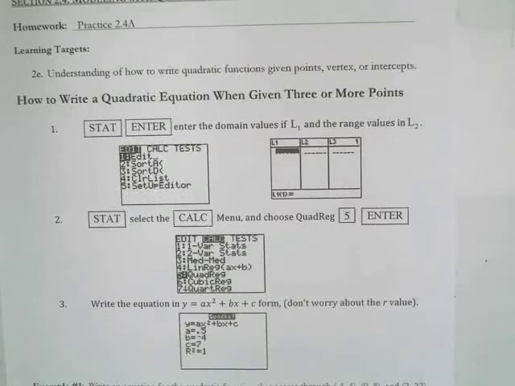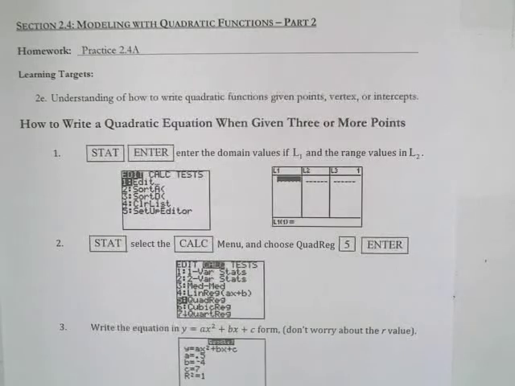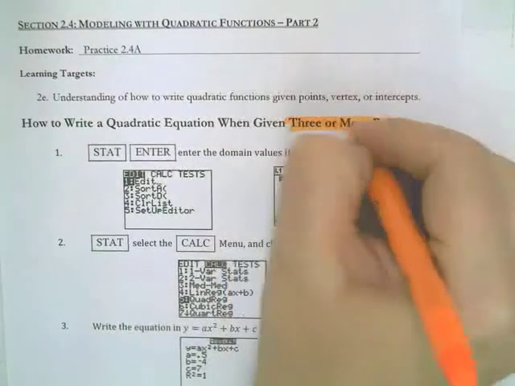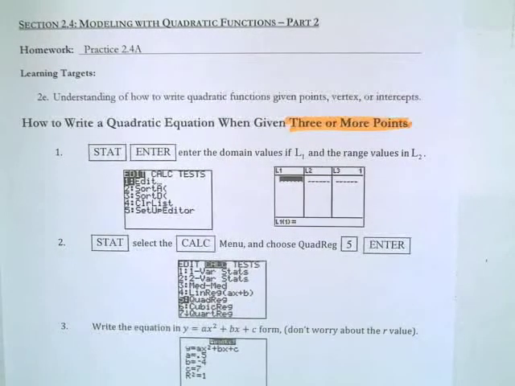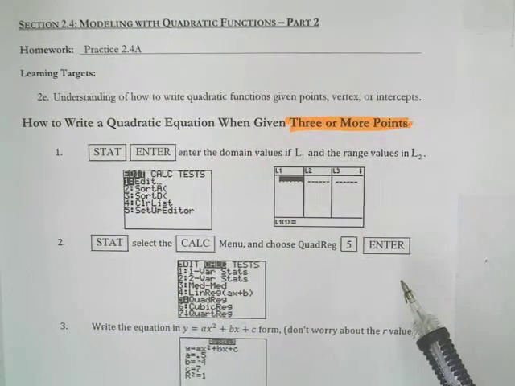Okay, so what we're doing today is we are continuing section 2.4. Today we're writing equations when you have 3 or more points. There's several ways to do it, but the easiest way is just to put them in the calculator. We've done this before with linear regression, but now we're doing it with quadratics. And so it's the same steps.